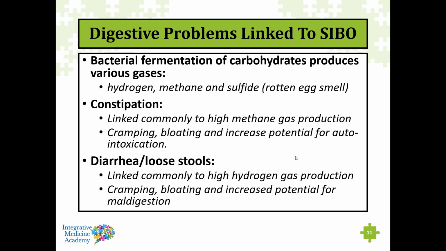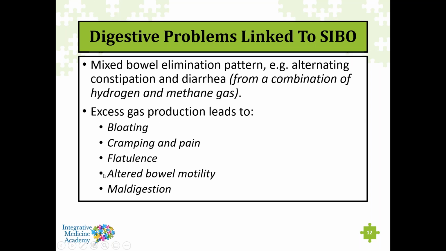Diarrhea or loose stools is often linked to hydrogen excess production, either in a SIBO or an irritable bowel scenario. And then we can have a mixed pattern where we're getting alternating constipation, loose stools, or diarrhea. And this is because of a mixed pattern of hydrogen and methane, meaning that both are elevated. Bloating, cramping, pain, flatulence, maldigestion are all common.